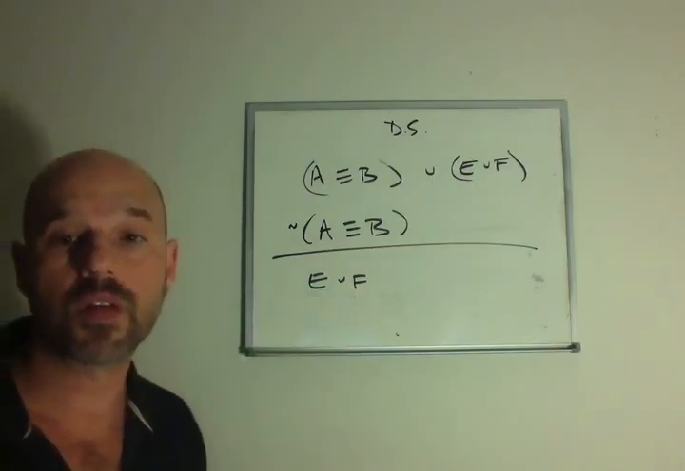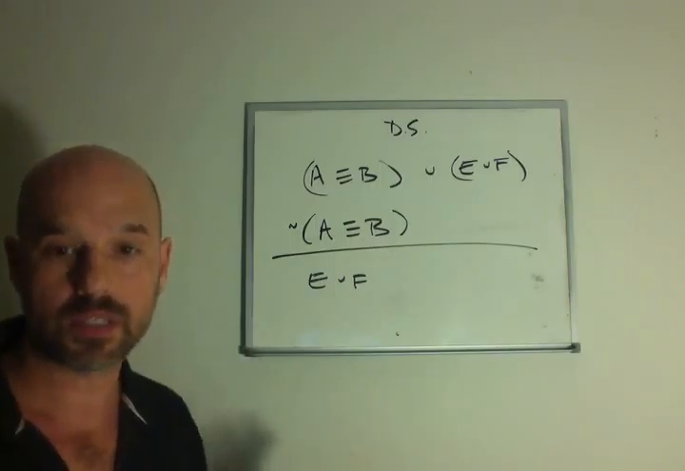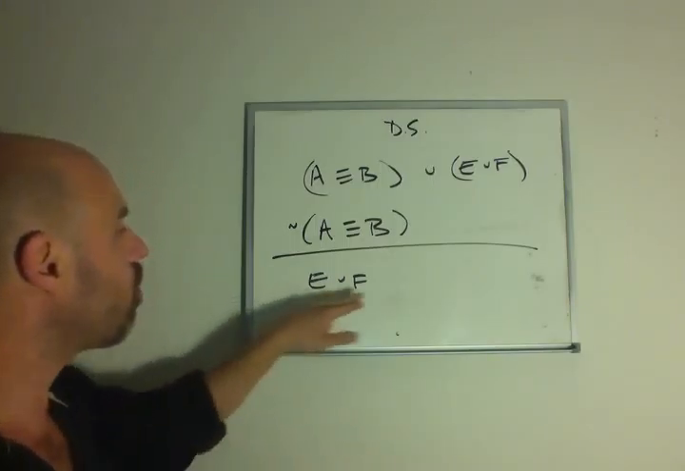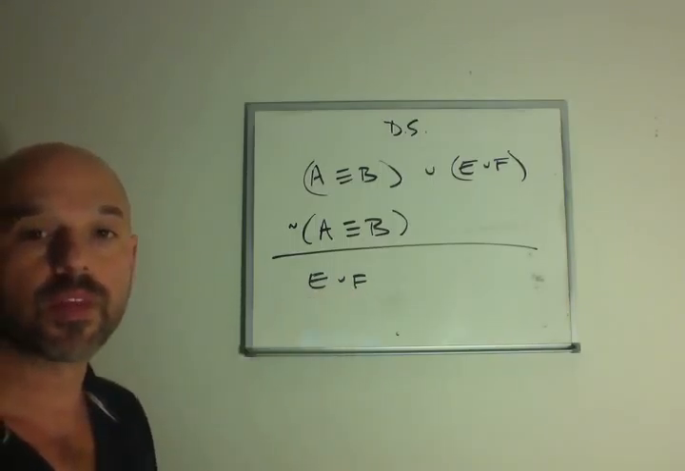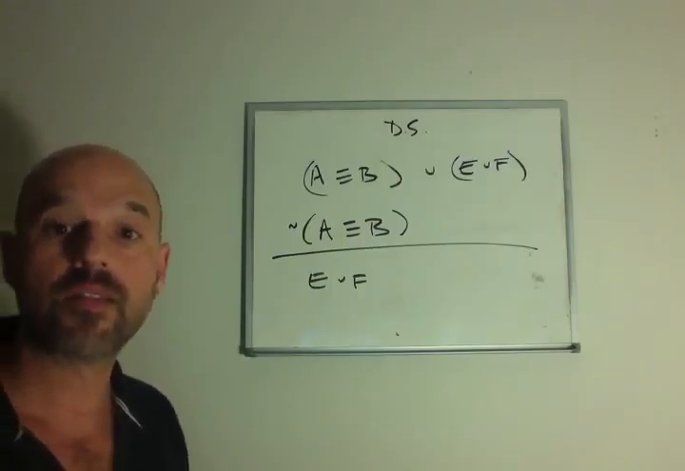So the disjunctive syllogism can take any disjunction, any or statement, and tell you that one of the two has to be true if the other is false. Let's use it in a proof.